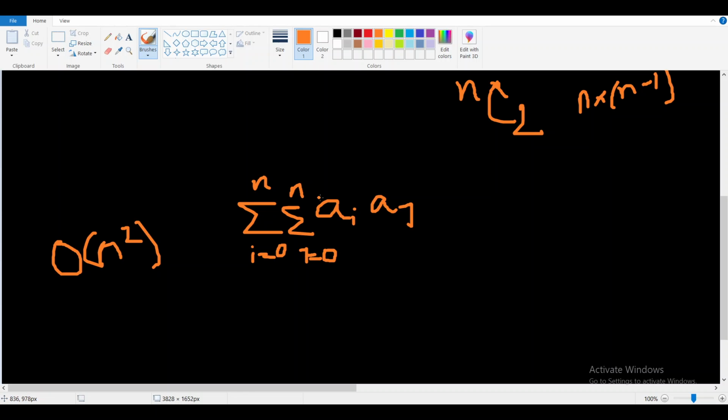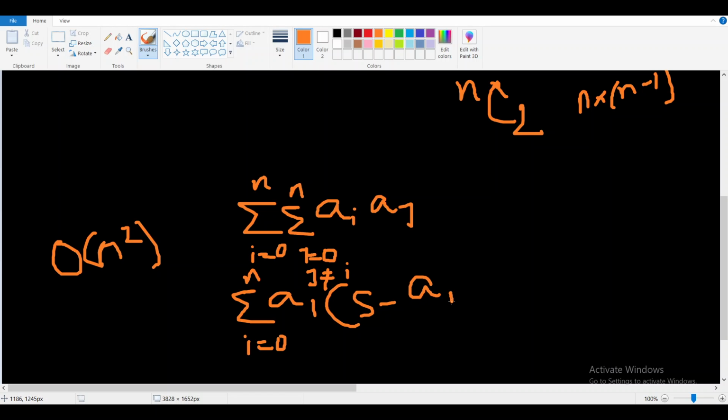As these two are independent, we can take ai out of this summation. So we can take ai, with i equals 0 to n, and here another condition is that j not equals to i. So we can write, this is nothing but the sum of the entire array minus ai. We can write this, right? So summation of ai into sum minus ai. So this is the formula.